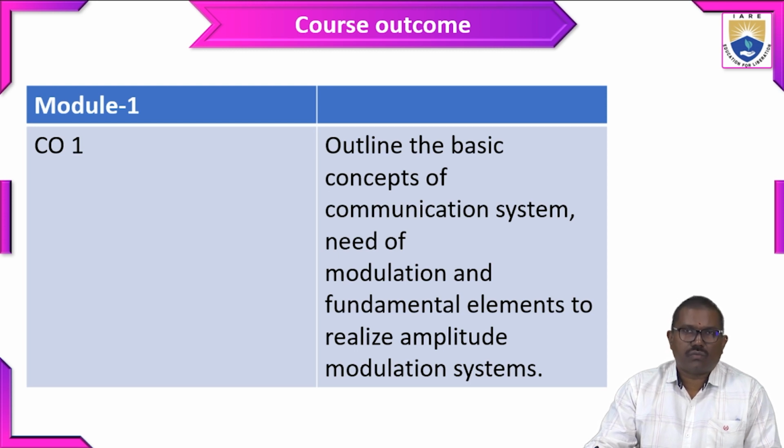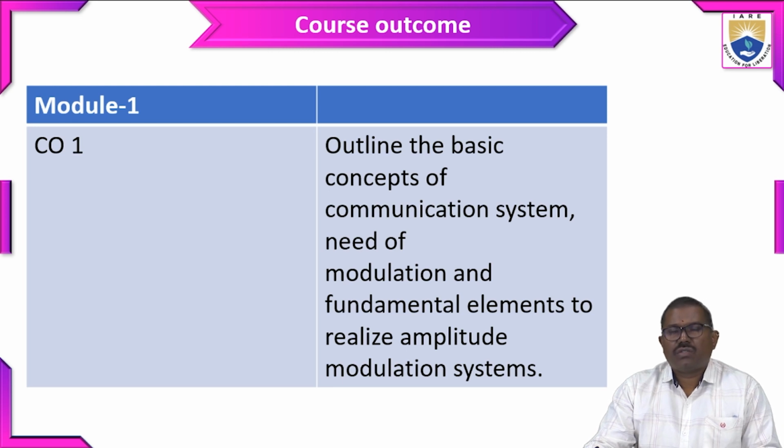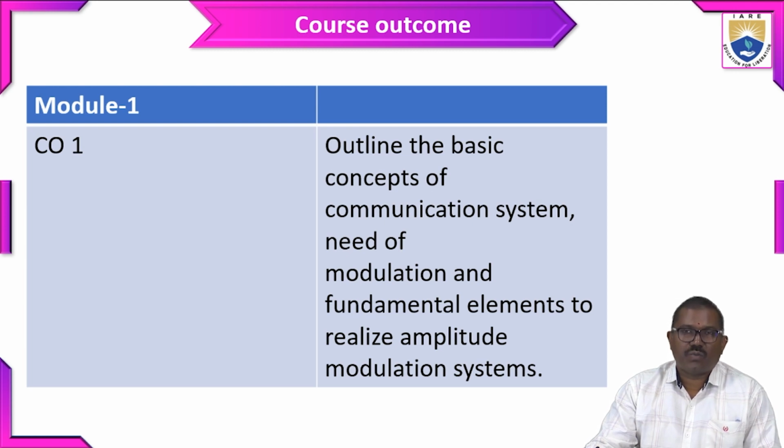The first CO is to outline the basic concepts of communication systems, the need of modulation, and the fundamental elements to realize amplitude modulation systems. Module 1 covers amplitude modulation, DSB-SC, SSB-SC, and VSB. All these topics come under amplitude modulation systems, and all of them are covered in module 1.